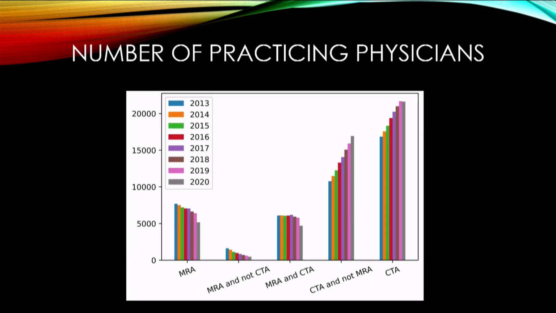It's interesting to look at not only MRA practitioners on the left and CTA practitioners on the right, but a lot of people do both. And we can see that in the middle, people doing MRA and CTA has remained quite stable, while people performing and interpreting CTA and not MRA has seen a lot of growth. And then second from the left, MRA but not CTA is dwindling.